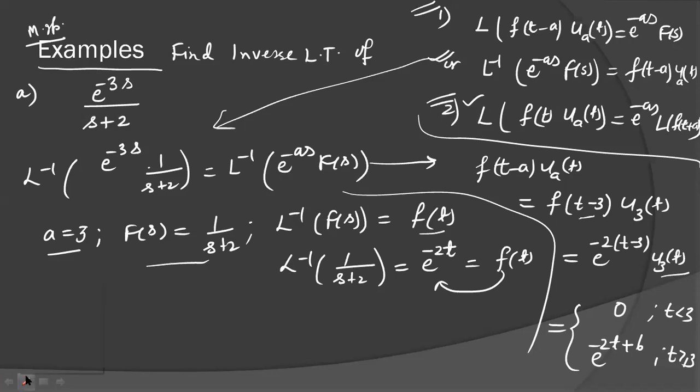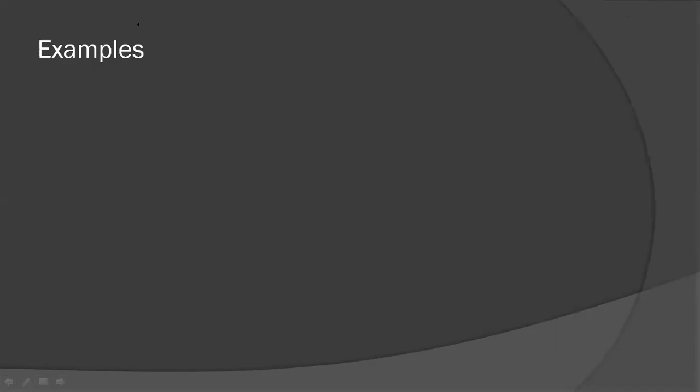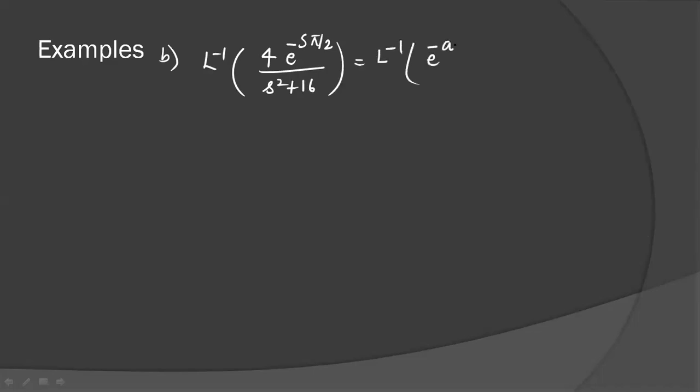Let's see one more example. Find the Laplace inverse of 4 into e to the power minus s pi by 2 over s square plus 16. So we will compare it again with Laplace inverse of e to the power minus as F(s). What is your a here? a is pi by 2 here. And what is your F(s) here? F(s) is 4 over s square plus 16, which can be written as 4 square.